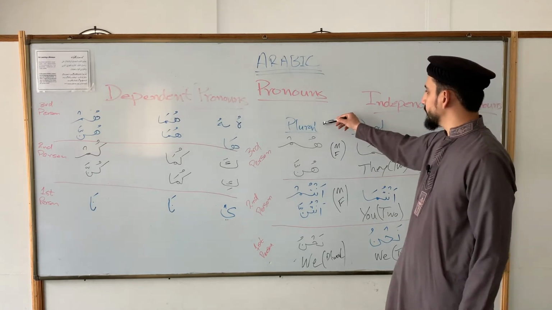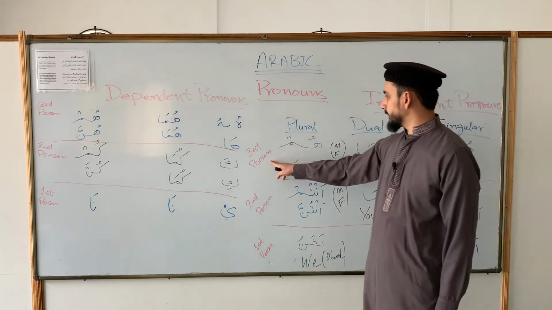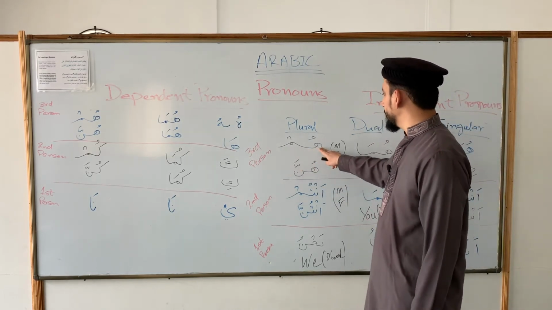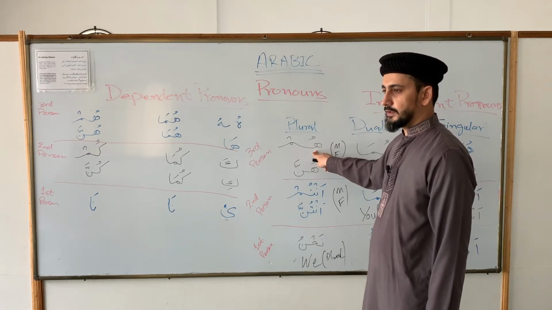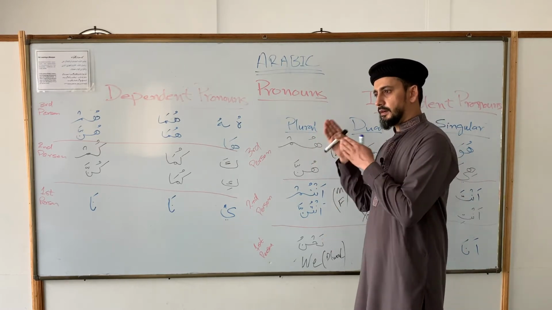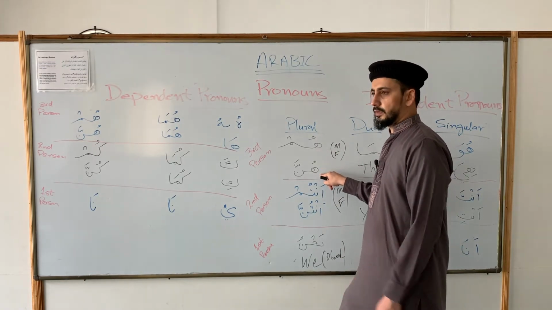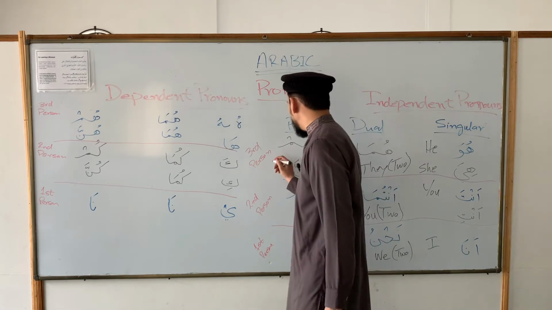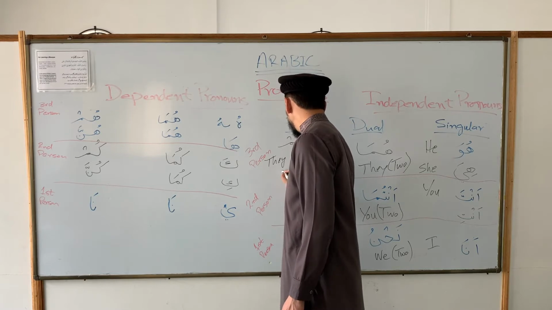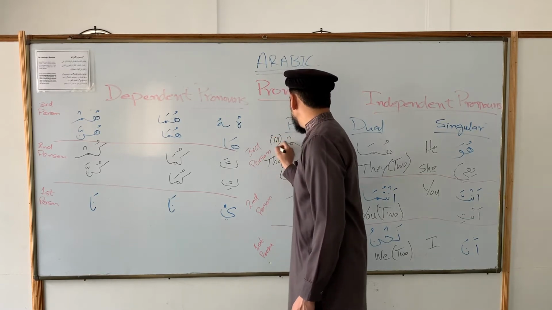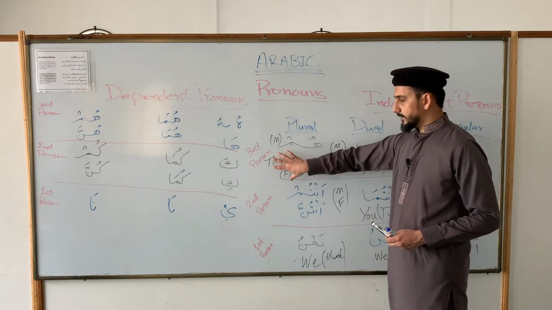Okay, now coming to the plural section. For the third person, for male, masculine, we use hum. They are, but they are male. Hunna for females. Male, hum, hunna for females. But both are basically they are, right? But this is for female and this is for male. Hum, hunna. Right? That's for the third person.